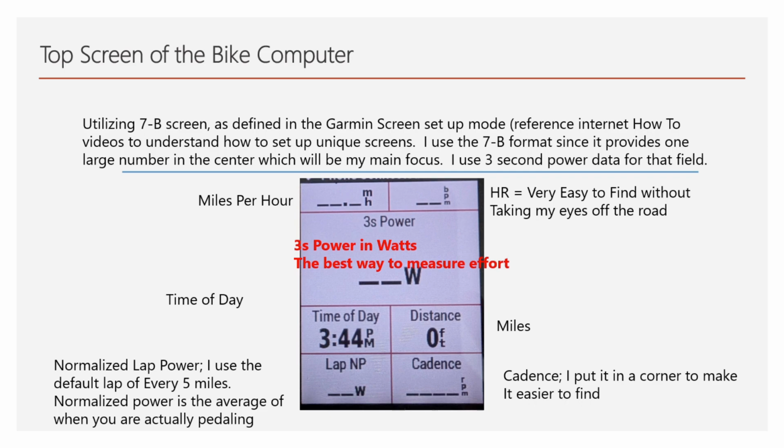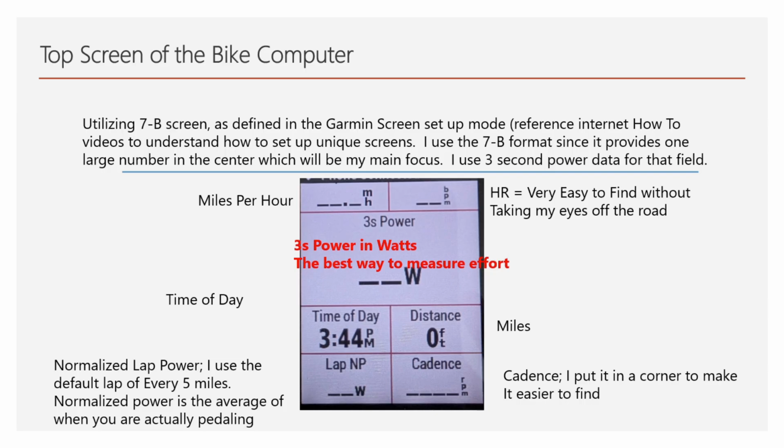Lower left is normalized power. Now I use the default Garmin lap, which is every 5 miles. And normalized power is calculating the average power that you're putting in when you're actually pedaling. So if you're going down a big hill, it's going to be 0. It's not going to be averaging into your normalized power. This is a measurement of how much effort you're really putting in while you're pedaling. And it refreshes every 5 miles on this one.